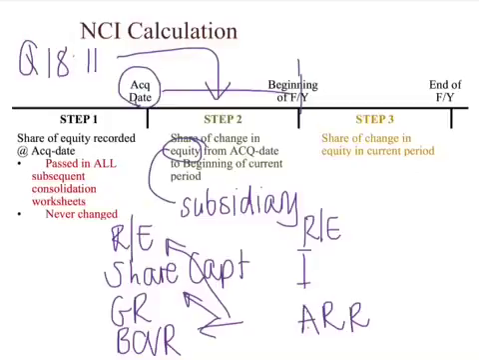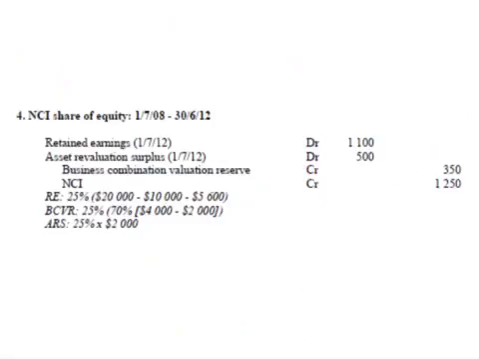So we're not concerned whether these consolidation adjustments affect pre or post acquisition equity from the NCI's point of view. We're just concerned whether they occurred in this period, since acquisition date until the beginning of the current financial year. And if it occurred at any stage here, it's going to be included in step 2 of our NCI calculation. So for this question, we then have to look at the period from the 1st of July 2008 until 30 June 2012.